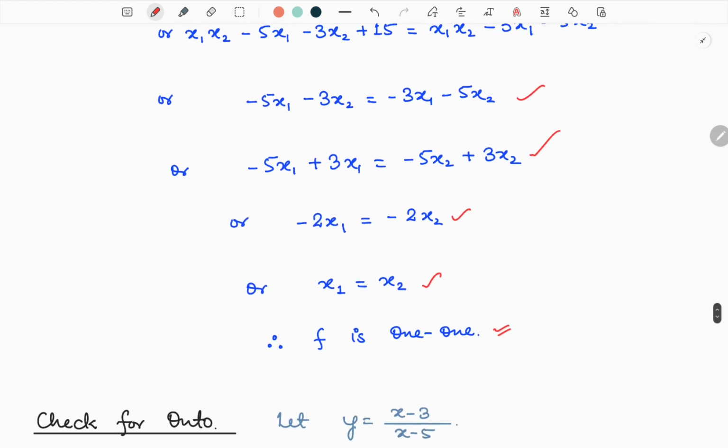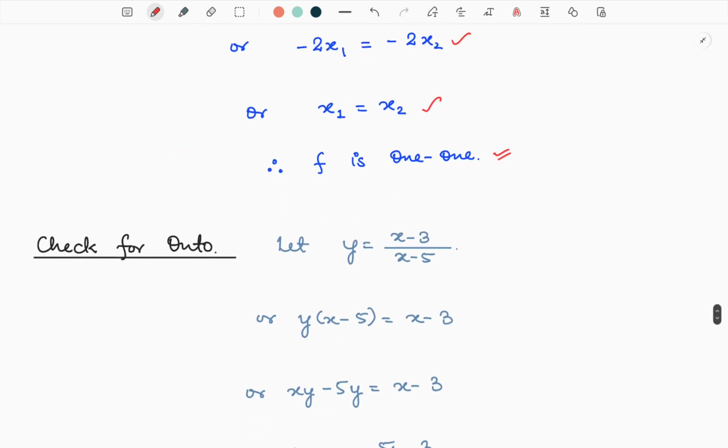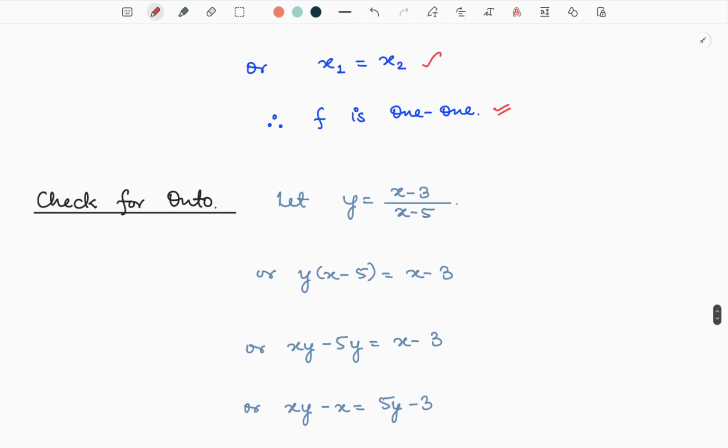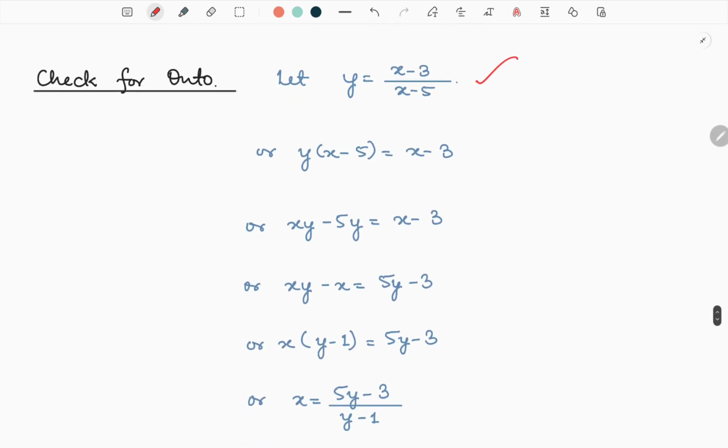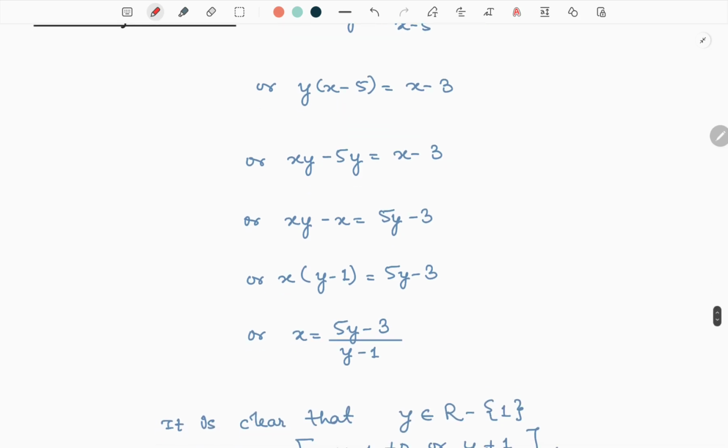Let's check whether this function f is onto or not. To check for an onto function, we have to check whether x can be expressed in terms of y or not. Replacing f(x) by y, we got y = (x − 3)/(x − 5). Cross multiply it and rearrange the equation, and after a few steps you will get x = (5y − 3)/(y − 1).